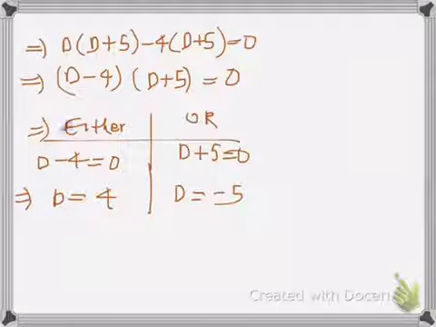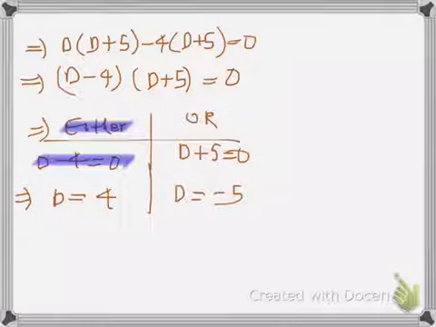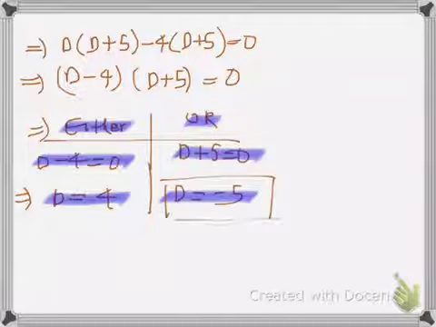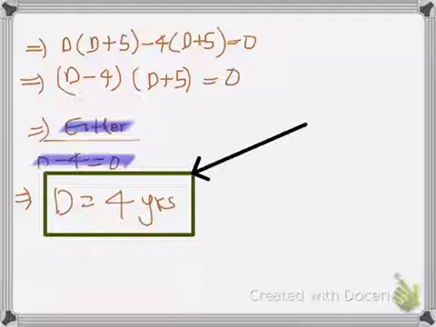Here on solving, either D minus 4 is equal to 0, this gives D to be 4 years, or D plus 5 is equal to 0, this gives D to be minus 5, which is not possible since D is the age of daughter. So we take D to be 4 years.